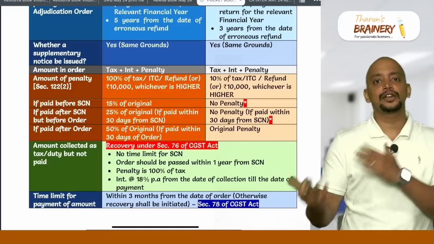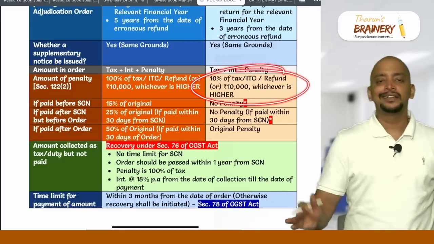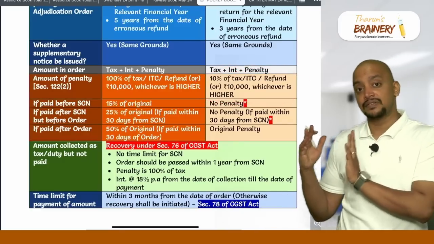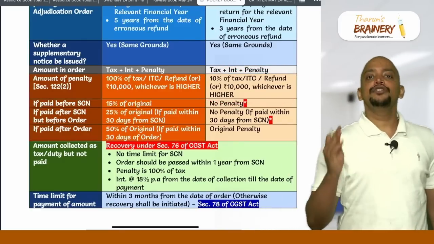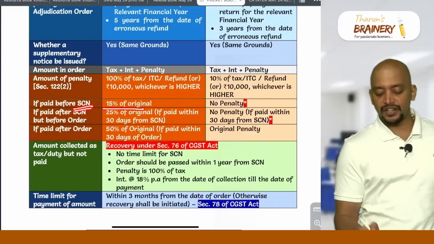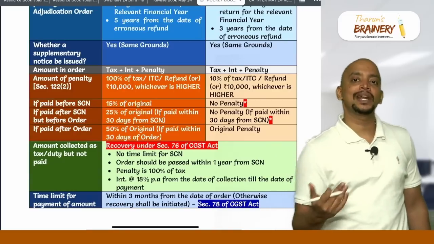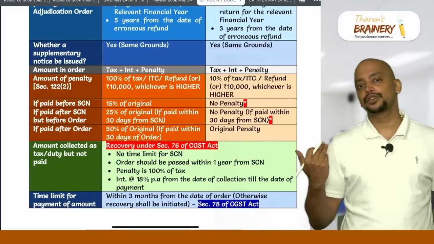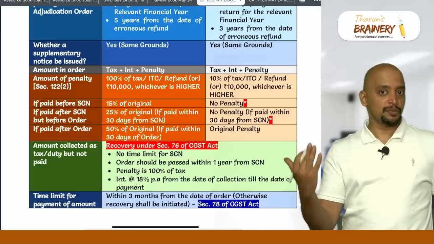So tax, interest and the regular penalty, whatever is the regular penalty, that will be payable. So this is in case of 73. Whereas in case of 74, if you pay the tax and interest before show cause notice, you need to pay 15% of the original penalty. If the original penalty is 1 lakh, 1 lakh into 15%, 15,000 you need to pay. So the remaining 85,000 will be waived off.